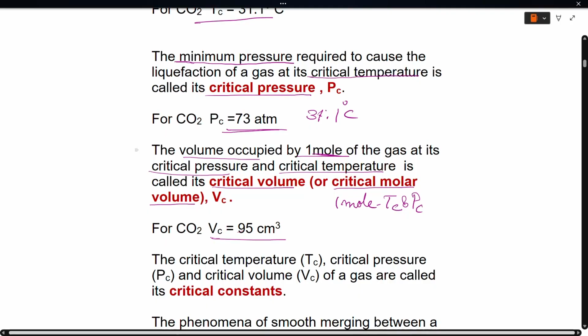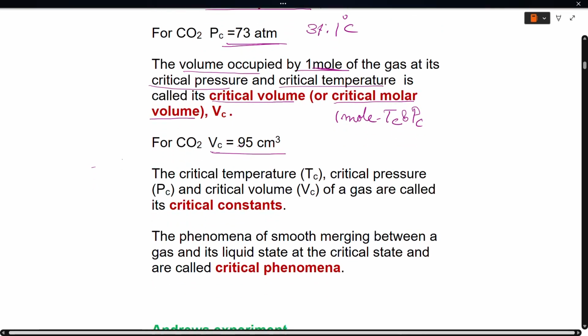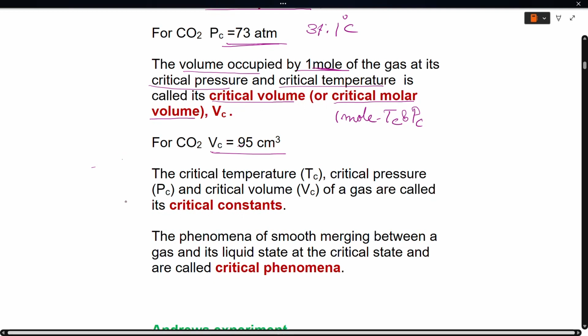So, 1 mole under the critical temperature and pressure condition, and for carbon dioxide Vc has been found to be 93 cubic centimeters, or cc. Now, these constants, that is critical temperature, critical pressure and critical volume of a gas, are known as critical constants. Now, the phenomenon of smooth merging between the gas and the liquid state at the critical state is known as the critical phenomenon.